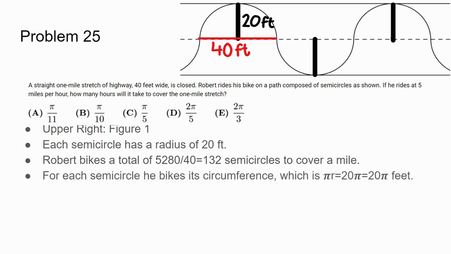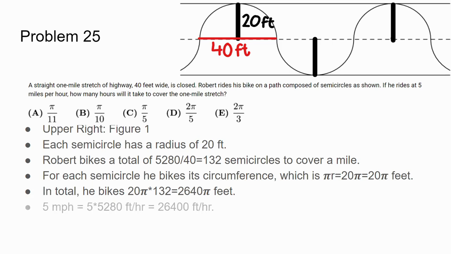Now for each semicircle he bikes its outer rim, outer circumference. Since for a circle the circumference is 2 pi r, for a semicircle it'll be half of a circle, so it'll just be pi r, which in our case is equal to 20 pi feet. So in total he bikes 20 pi times 132, which equals 2640 pi feet, because he bikes 132 semicircles and 20 pi feet per semicircle.